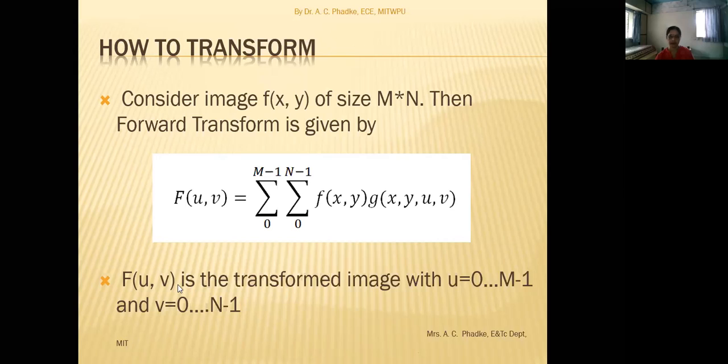If your input image size is M by N, the transform image size is also M by N. Always your transformed image F(u,v) has the same size as your original image f(x,y). And this g(x,y,u,v) is known as forward transformation kernel.